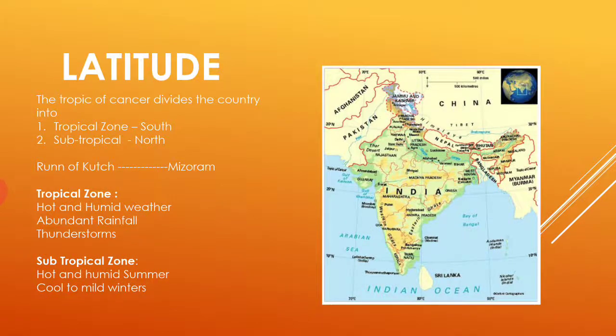So latitude. The Tropic of Cancer divides the country into two: tropical zone, that means south, and subtropical zone, north. The region lying in the south of Tropic of Cancer is tropical, whereas the region in the north is subtropical. Therefore, India receives both tropical as well as subtropical climate.